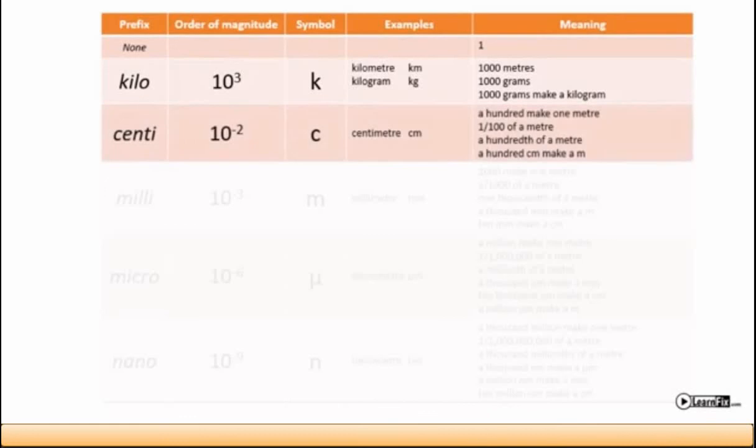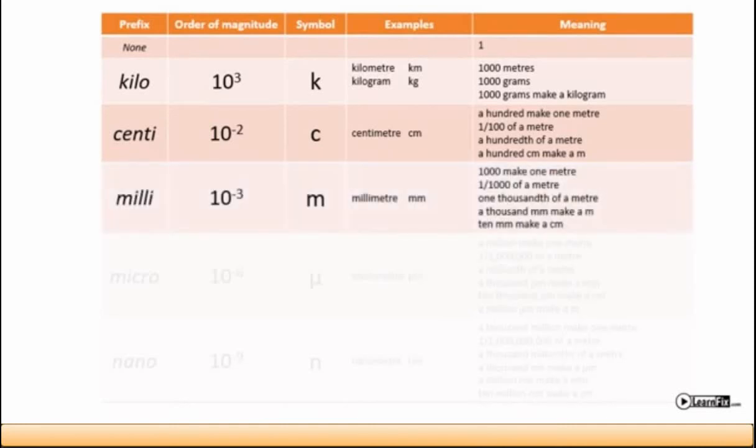If the index number of a value is -2, then it's 100 times smaller. We then use the prefix centi. So there are 100 centimeters in a meter. If the index number is -3, then it's 1,000 times smaller, and we use the prefix milli. There are 1,000 millimeters in a meter.